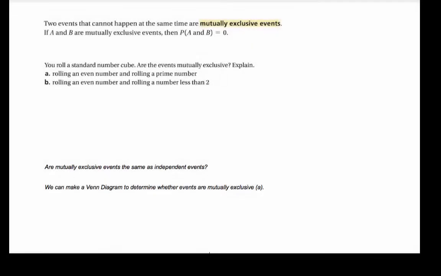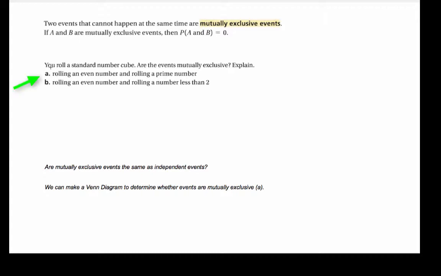All right, our next topic in this lesson: two events that cannot happen at the same time are what we call mutually exclusive events. They cannot happen at the same time. If A and B are mutually exclusive events, then the probability of A and B is 0. They can't happen at the same time.